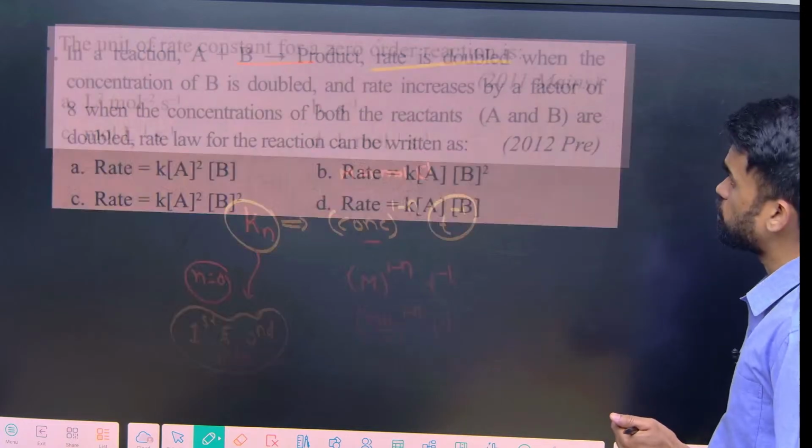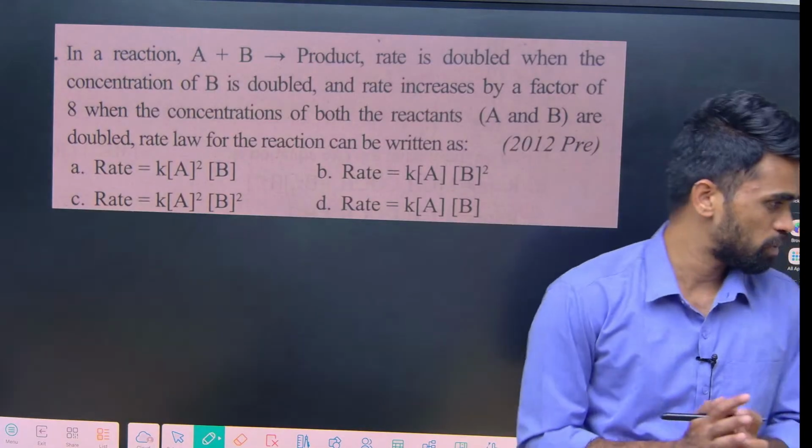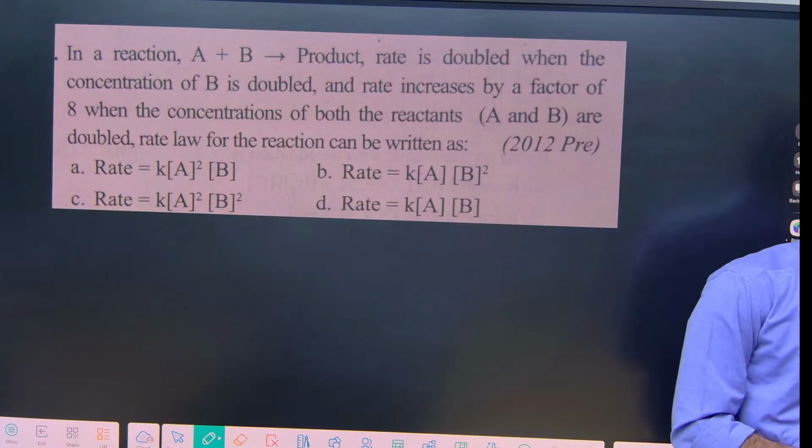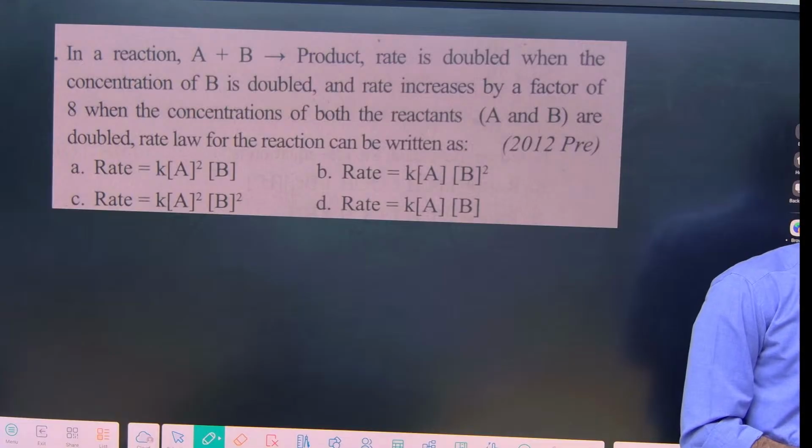Let's move forward with a few more questions. Look at this one more question from chemical kinetics. What does this question say?